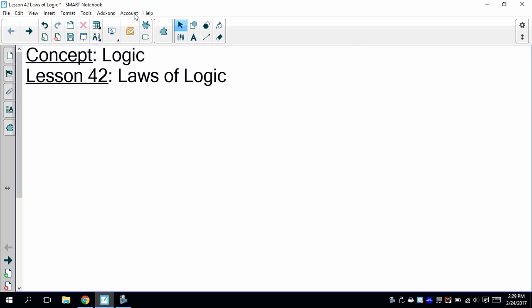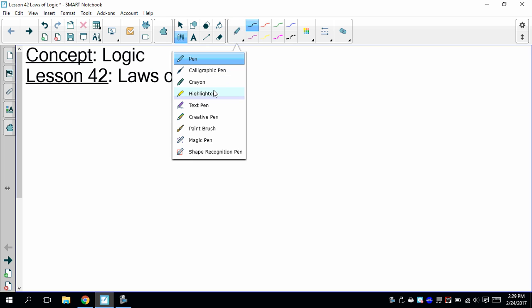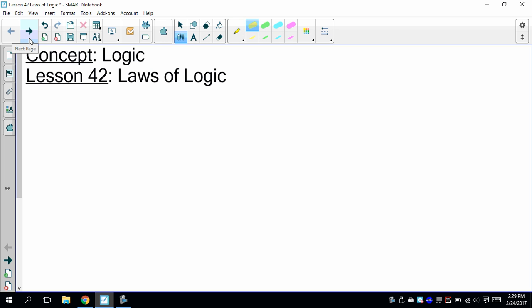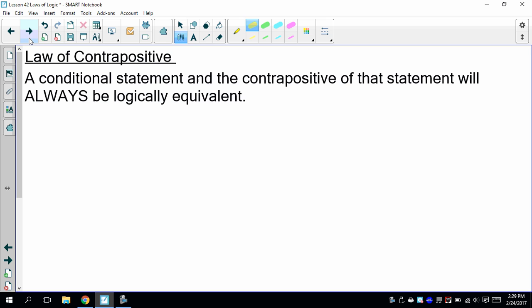Hey, today we're going to talk about a few laws that exist in logic, and one of them is related pretty closely to something we just did. So the first law is called the law of contrapositive. We learned how to write a contrapositive in lesson 41.